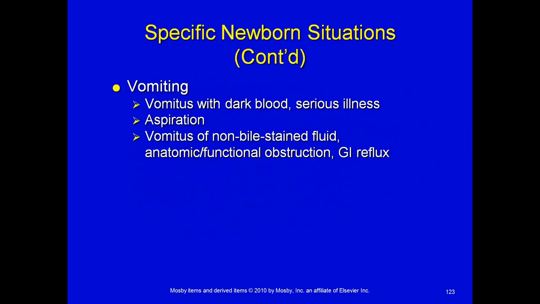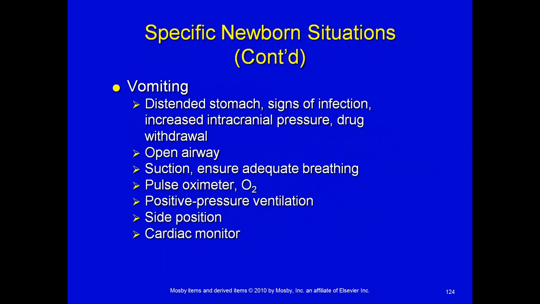If the vomitus is a non-bile stained fluid, then you know that's coming from the feedings that they've had. Whereas if somebody's throwing up bile, then that indicates that there's nothing left to throw up, and they're just getting rid of what's being secreted in their GI tract. They may also suffer from GI reflux. Oftentimes with vomiting, they may have a distended stomach, like if they have an acute abdomen. Their stomach may be distended, especially if they have gastroenteritis. They may show signs of infection. They may, again, have signs of increased intracranial pressure, signs of drug withdrawal.